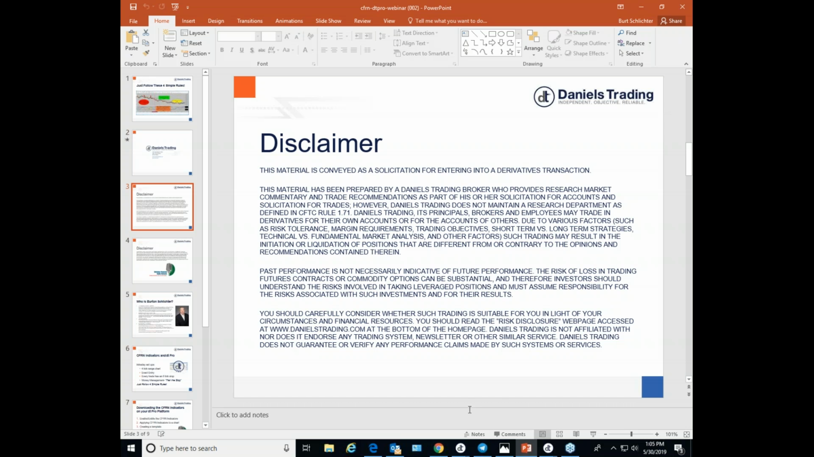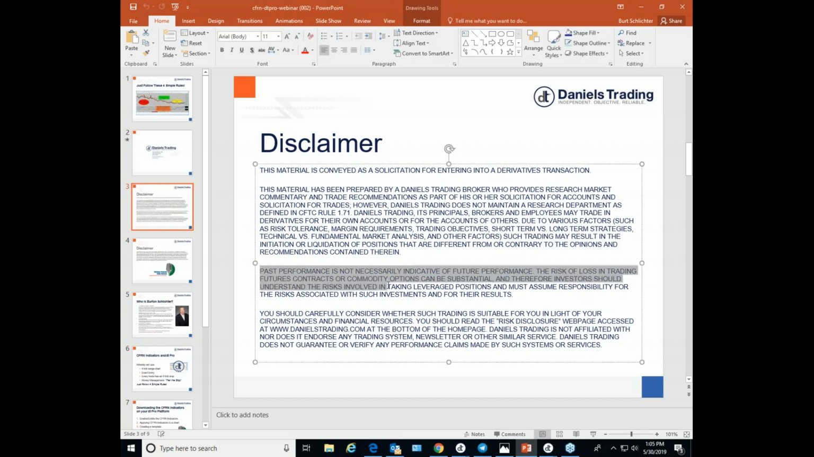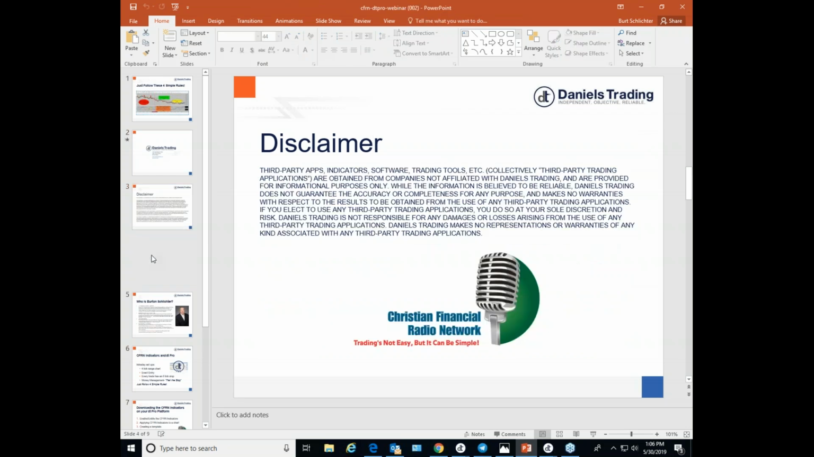So the other part of the disclaimer is that the funds in your trading account should be risk capital. In other words, if you lose all the money in your trading account, it doesn't change your lifestyle. Okay, it's going to be hard to swallow. You're going to be mad, upset, but the bottom line is, if you lose the money in your trading account, is it going to change your lifestyle? So it's got to be capital that you can afford to risk. Okay, those are the two main highlights of that slide.